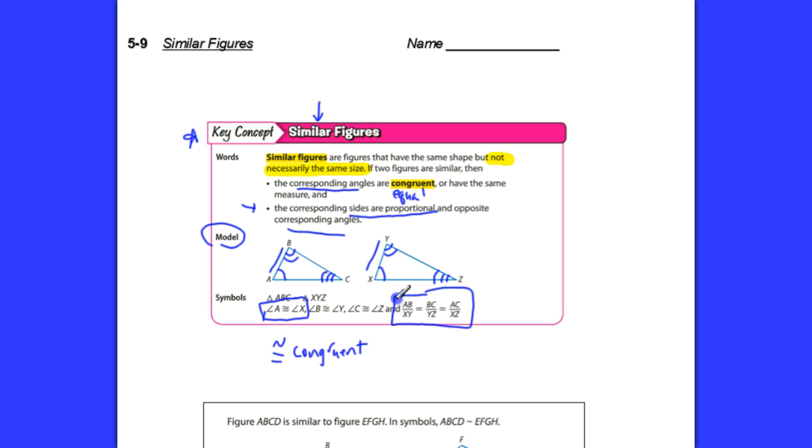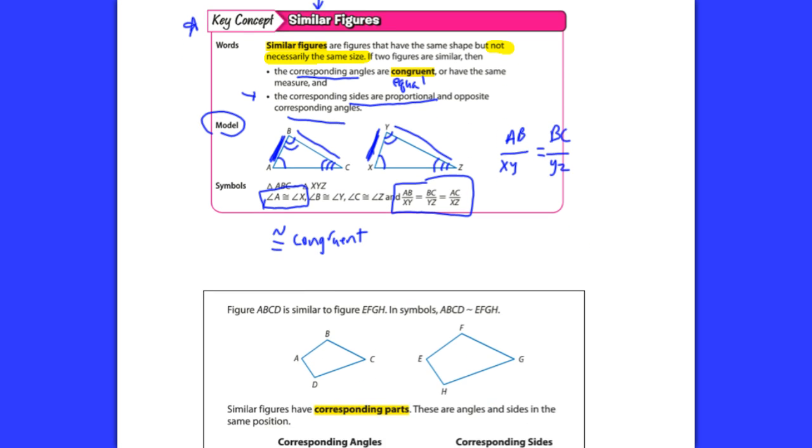So what they're saying here is, say you have AB over its matching side XY. It's saying that those are proportional. Therefore, if you took BC, you could put that over YZ. So if you knew 2 of those or 3 of those sides, you could find the unknown, which is what you're going to be doing here using a proportion by crisscrossing and dividing. It's very easy if you've kept up with class.